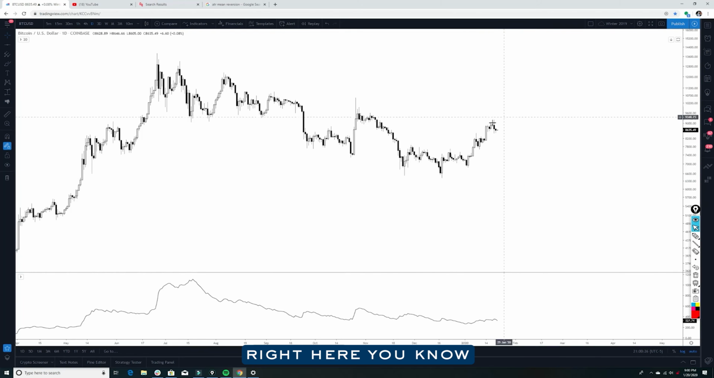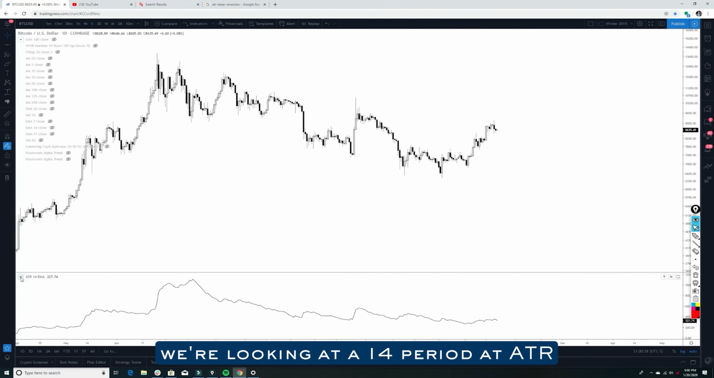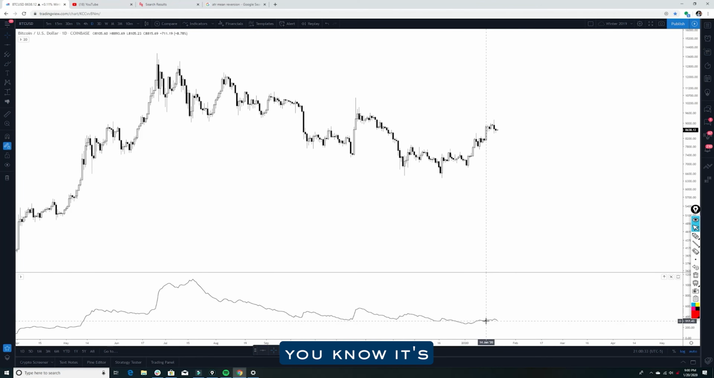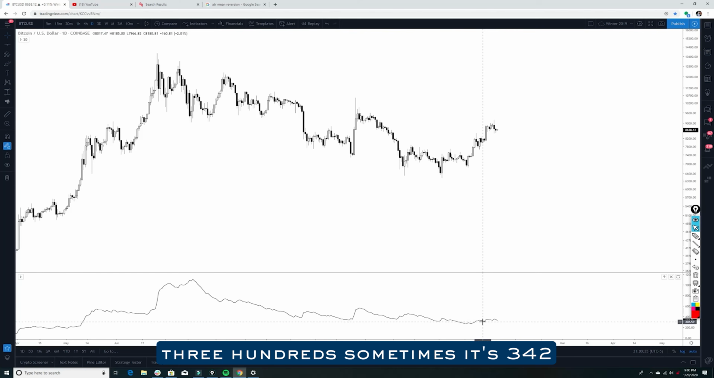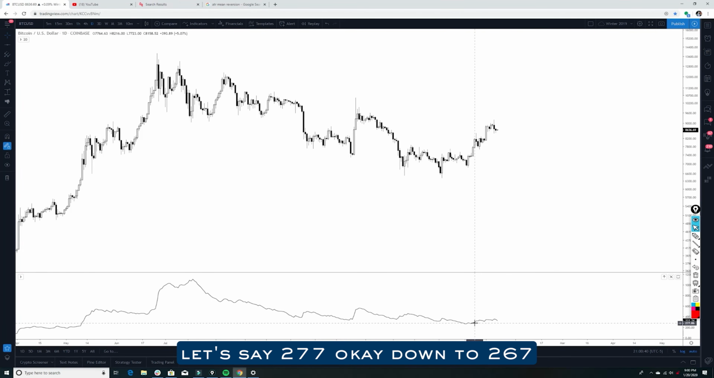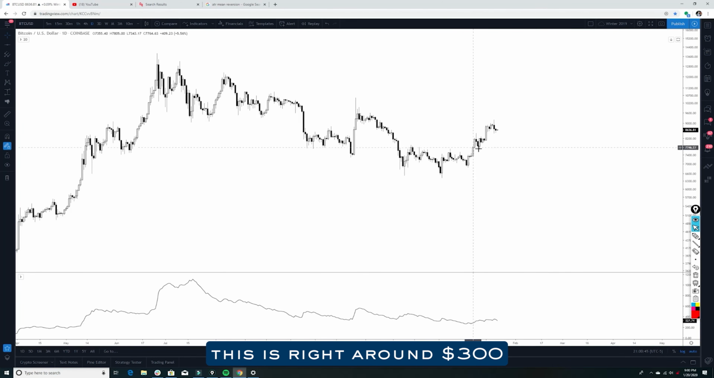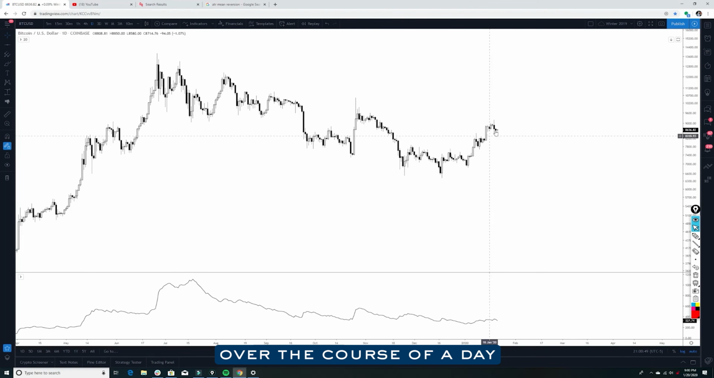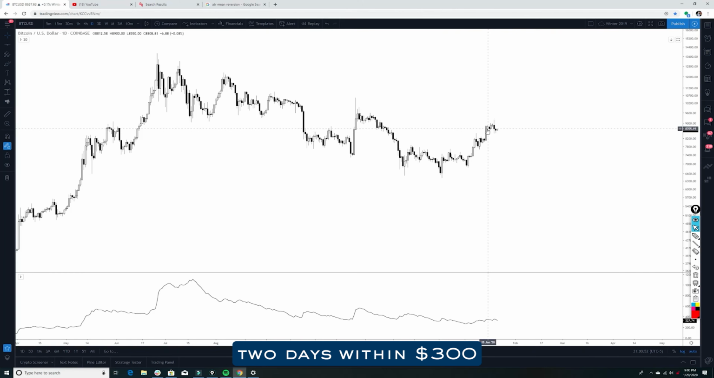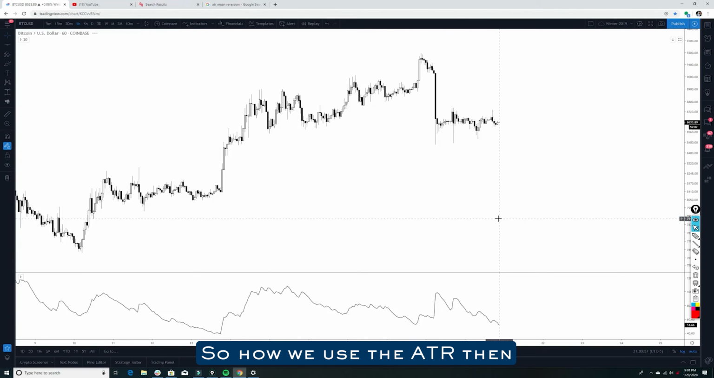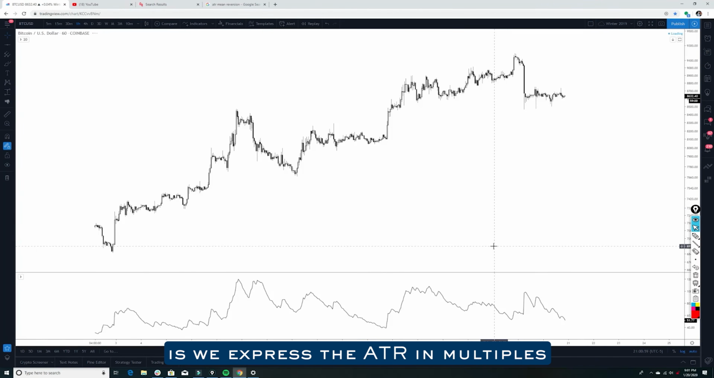So for this period right here, we're looking at a 14-period ATR. So we know that the average true range is right around, sometimes it's 300, sometimes it's 342. In the beginning, it was right around, let's say, 277, okay, down to 267. The average for this is right around $300. Okay, so any movement on the higher time frame over the course of a day, 2 days, within $300 is pretty much considered normal. So how we use the ATR then is we express the ATR in multiples.